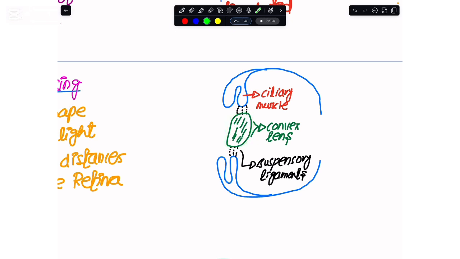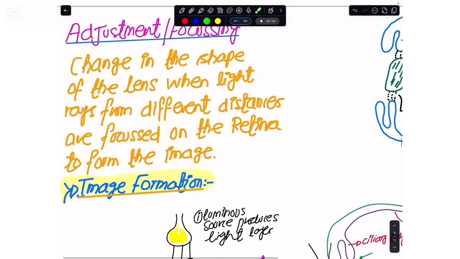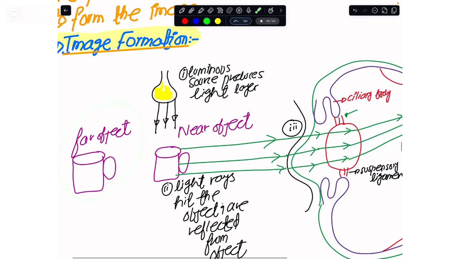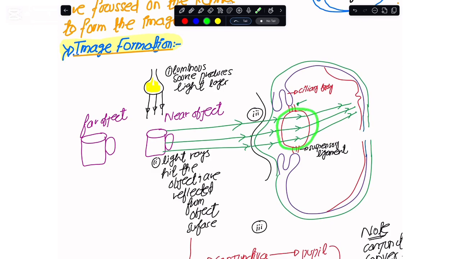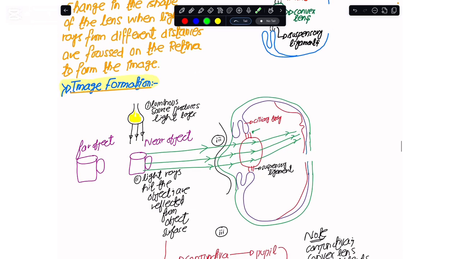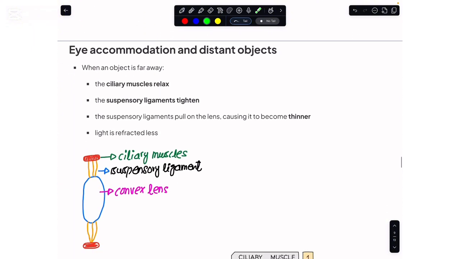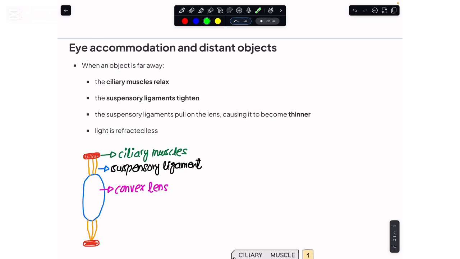So what you have to keep in your mind for a moment is that when I am looking toward a far away object, the lens should become elongated, thinner and longer. And when we are looking toward a nearer object, this convex lens should become thicker and more convex. Here we will see both scenarios: looking at a far away object or at a nearer object.